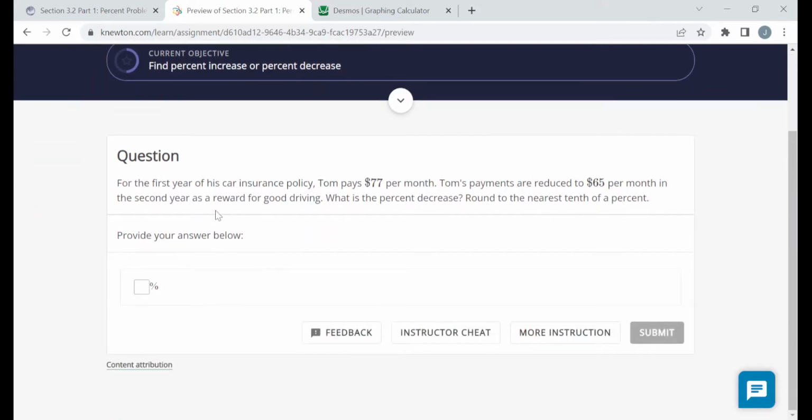All right. So for the first year of his car insurance policy, Tom pays $77 a month. Tom's payments are reduced to, now this is a percent decrease, right? It went from 77 to 65. In the second year, as a reward for good driving, to $65 a month, right? What is the percent decrease, rounded to the nearest tenth of a percent?